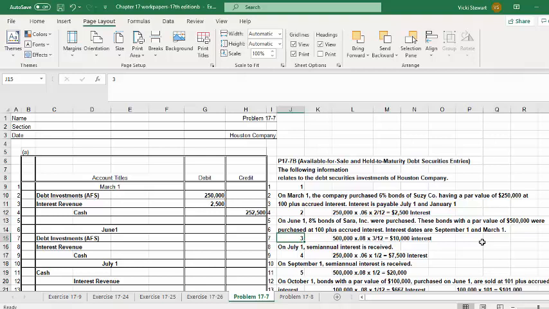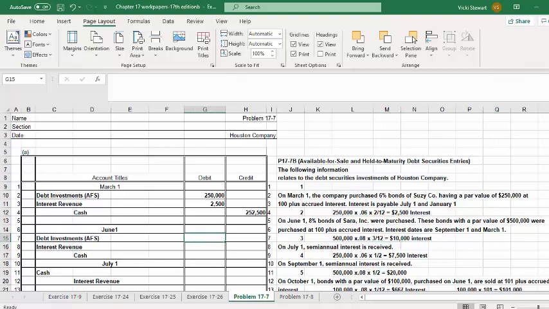So again, we will need to calculate the amount of accrued interest that will need to be paid when we purchase the bonds. The face value of the bonds is $500,000. The stated interest rate is 8%. It has been 3 months since the last interest payment date because we're purchasing the bonds on June 1st and the last interest payment date was March 1st. So we can calculate the amount of accrued interest at $500,000 times 8% times 3 divided by 12, or $10,000.